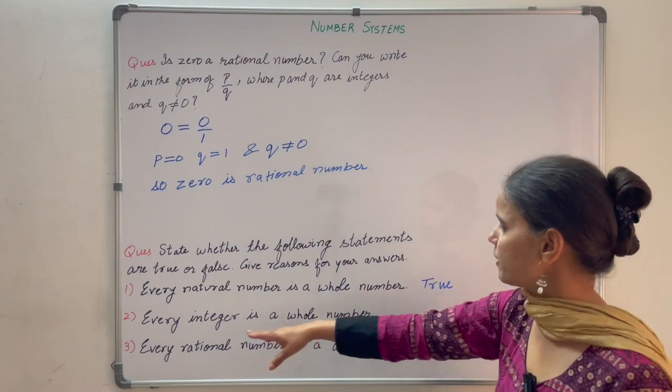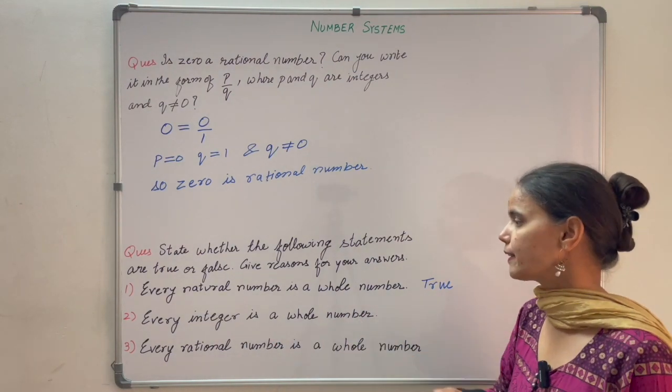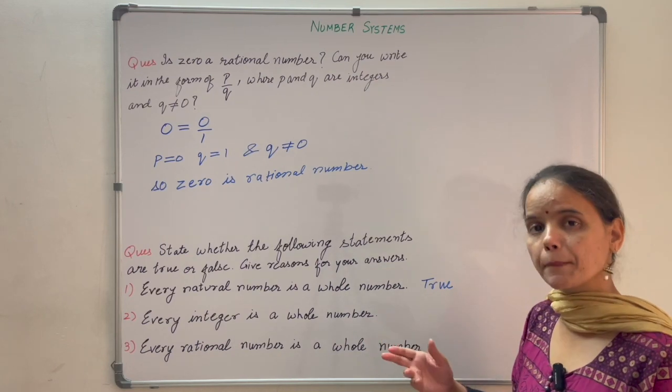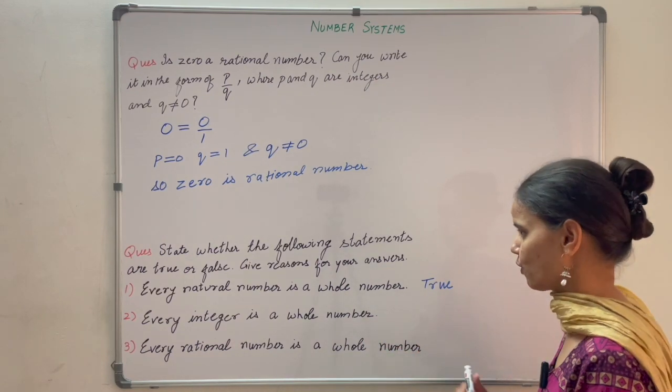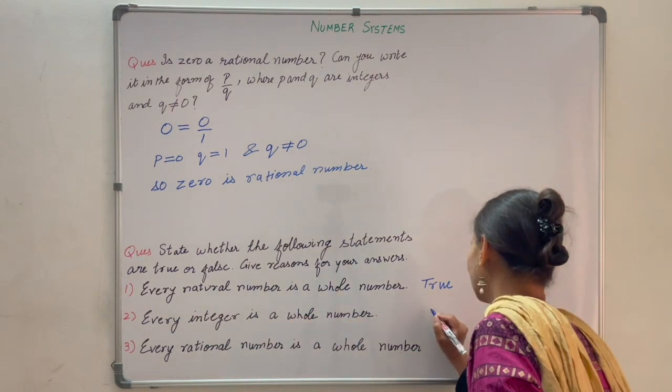Second part, every integer is a whole number. Answer is false. All the negative integers are not whole numbers, for example -2, -3 and so on. So every integer is a whole number: the answer is false.